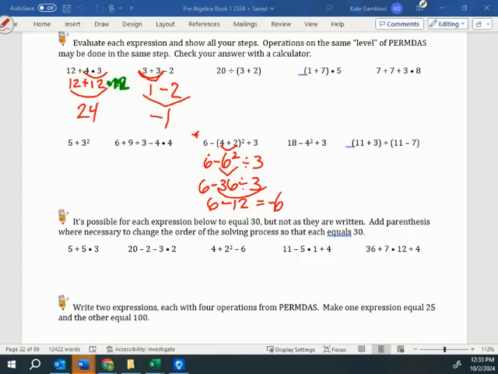I do every single step one at a time. Right? Every level. If I have the same level, I can do those together. Parentheses, there's 2 sets of parentheses. I'm going to do my parentheses, I'm going to do my parentheses, and then I bring down the rest of my expression. Okay?